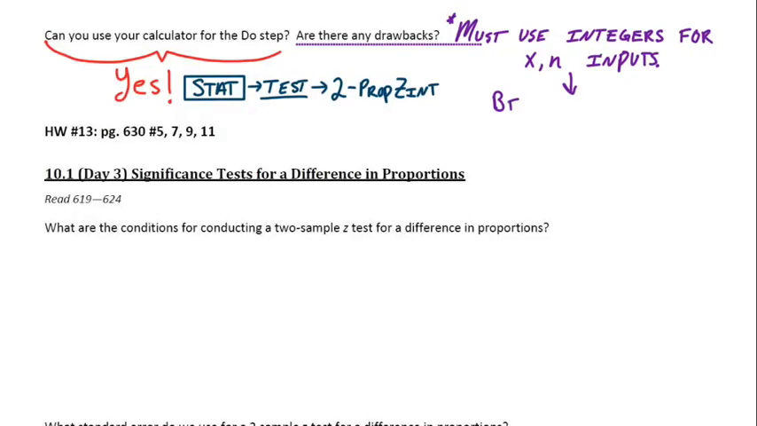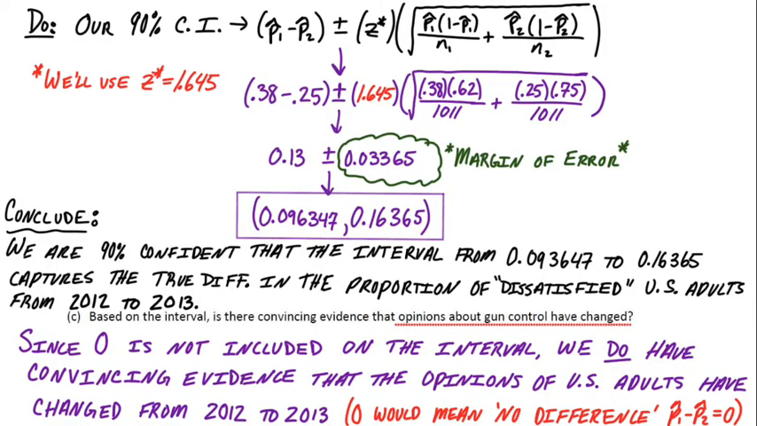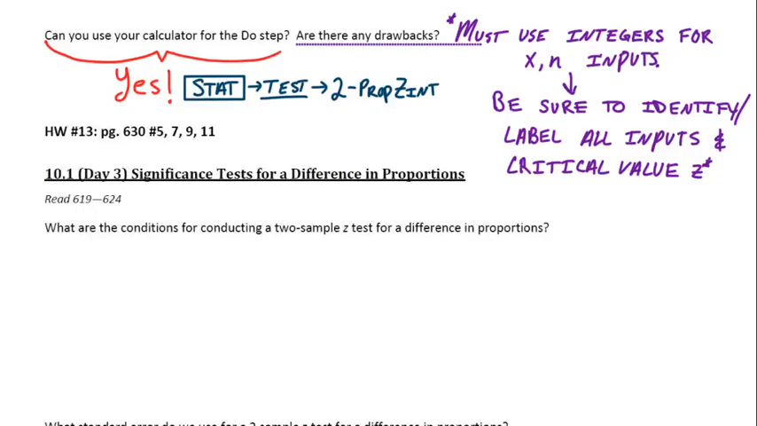So, yes, you can absolutely use a calculator. I like when kids use their calculator just to be sure to identify or label all the inputs, and especially the critical value, like we did in the example earlier. And by that, I mean, at least we were able to set up the plus-minus expression here. And then now you can clearly see that I know what P hat 1 is, and P hat 2, I know what that is. I know what the Z star is. They're lined up. But from there on out, you can at least just use 2 prop Z int in your calculator to get this.